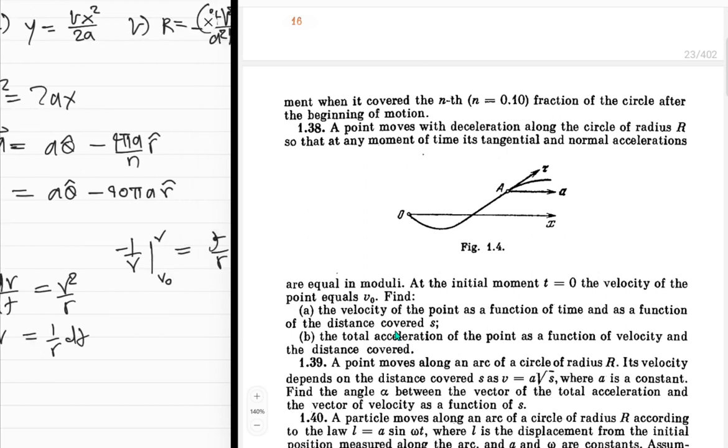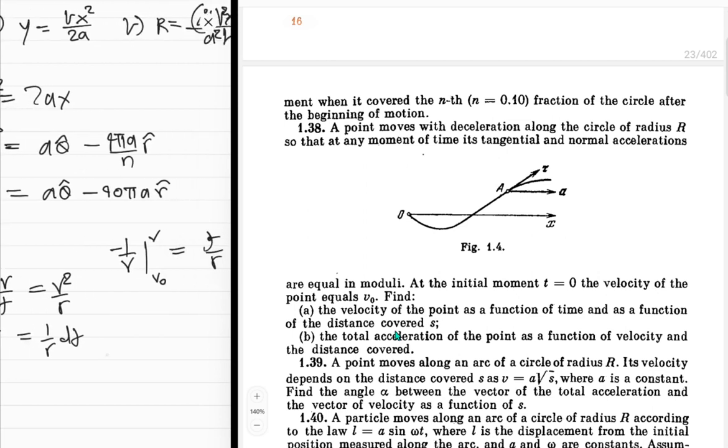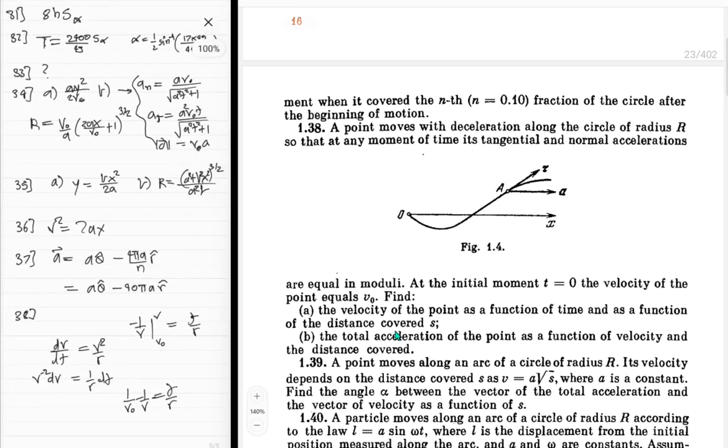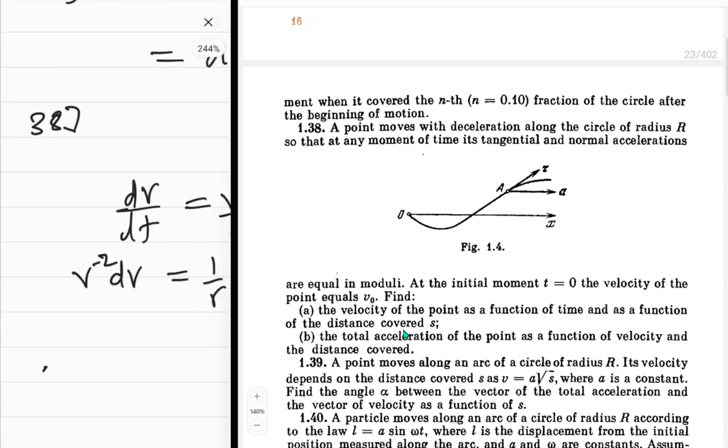So this will just be 1 upon v naught minus 1 upon v is equal to t upon r. This looks weird. Fine. So at least now we know what the speed is. The velocity at t equal to 0 is v naught. The velocity as a function of time, we got it. As a function of distance covered, we need to find what the distance covered actually is. So s will just be, oh no, wait. This is bad. How do we do that?